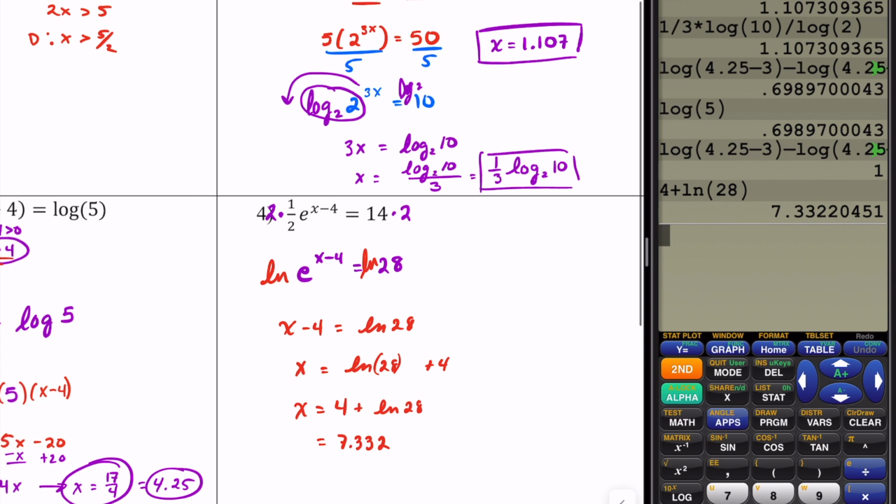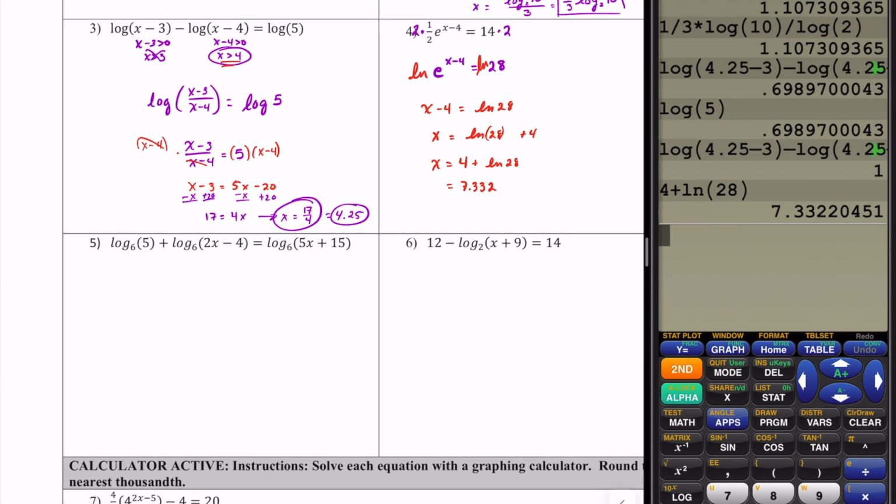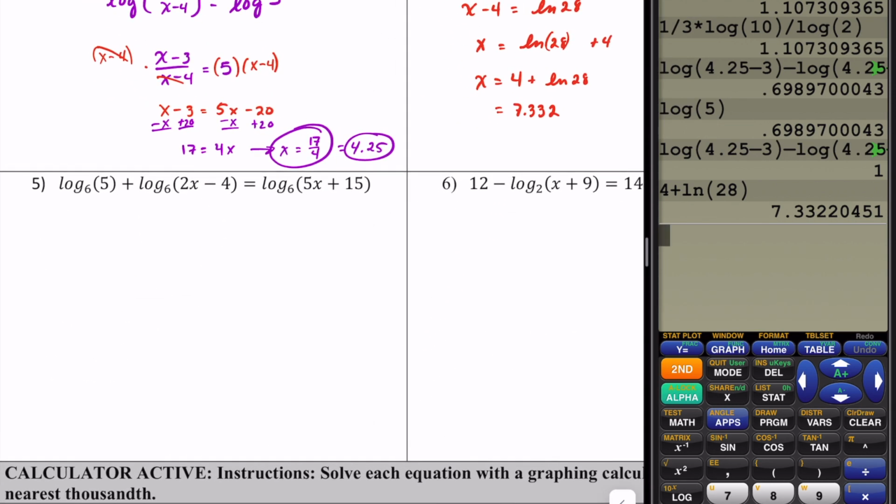2x minus 4 has to be greater than 0, so 2x is greater than 4, so x has to be greater than 2. 5x plus 15 greater than 0, 5x greater than negative 15, x has to be greater than negative 3, so our answers have to be greater than negative 2. That's our domain. Got a couple of logarithms, so we're going to squish them into one.